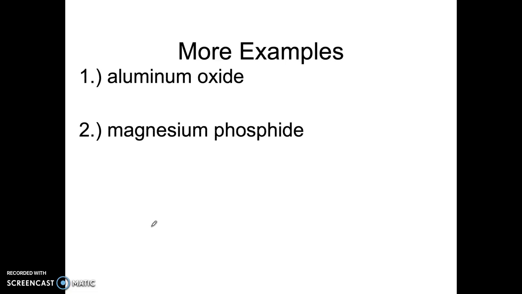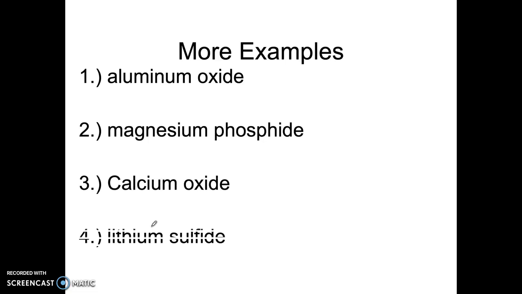Okay, some other examples. Aluminum oxide, magnesium phosphide, calcium oxide, and lithium sulfide. I want you to pause the video and try to do these, and then unpause and check your answers. Okay, so for aluminum oxide, we know aluminum, and we have oxide is oxygen. So oxygen is a 2-, aluminum is a 3+. So we're going to switcheroo, so that means we'll have aluminum with a 2O3.